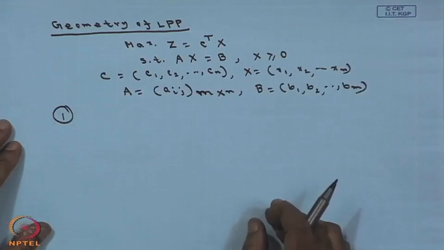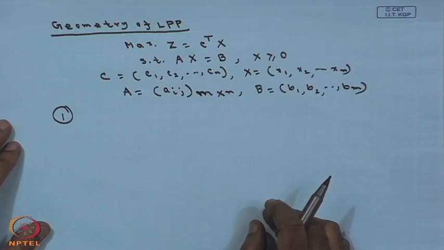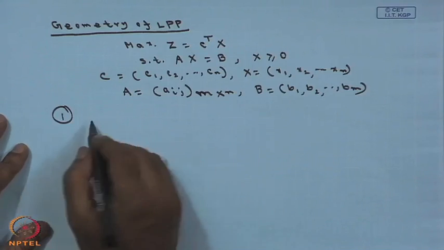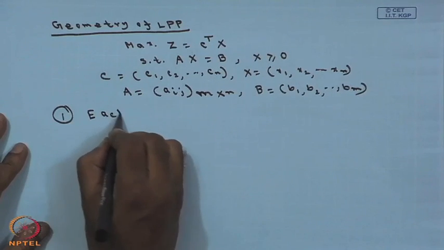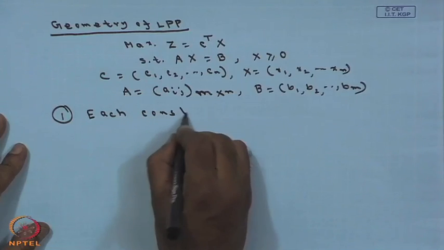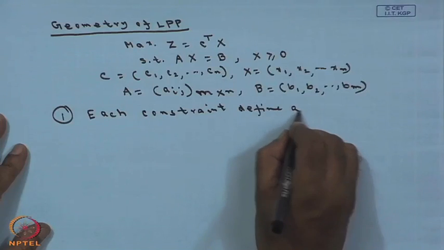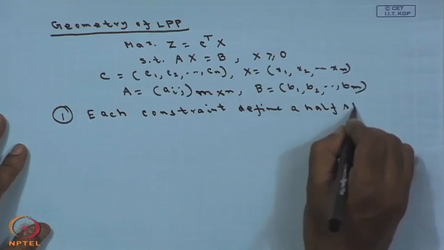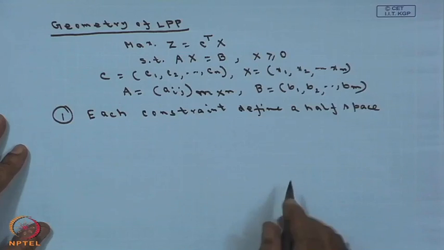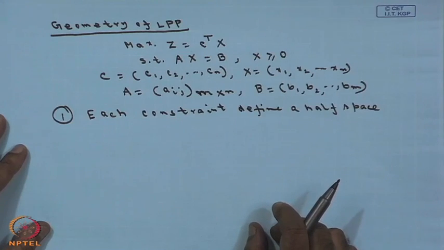Now, geometrically, basically what we want to say, let us take the constraint of the form A x equals B, this is the first one. The constraint A x equals B can be divided into two inequalities, A x greater than or equal to B and A x less than or equal to B. So, the number one conclusion we can make is each constraint defines a half space. I think it is clear why we are saying this from the definition of the open half space or the closed half space, whatever we have just defined.